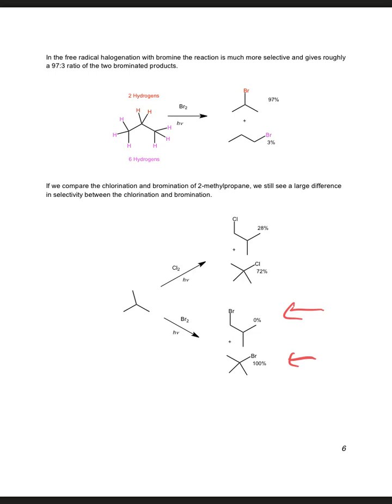2-methyl propane. So all we get is this one, so we don't have to worry about any of the side products. That's why bromine is the one we'll use primarily in class.